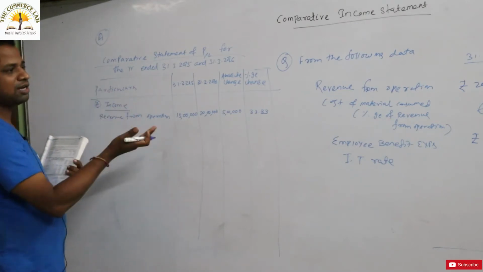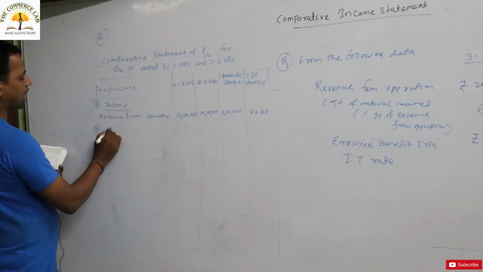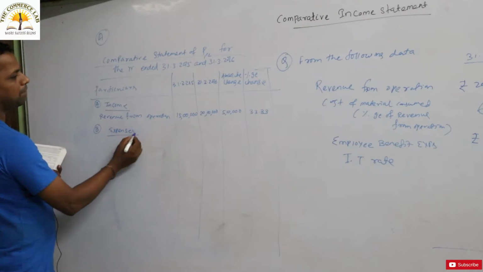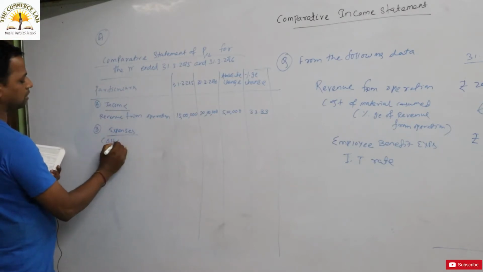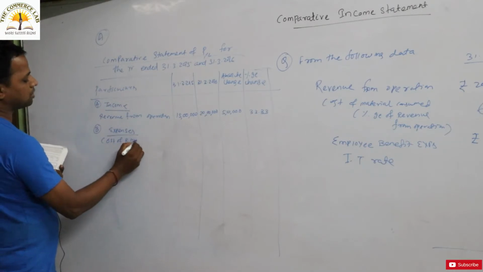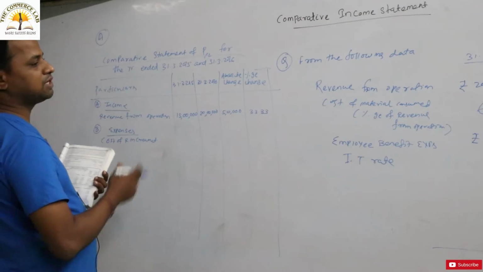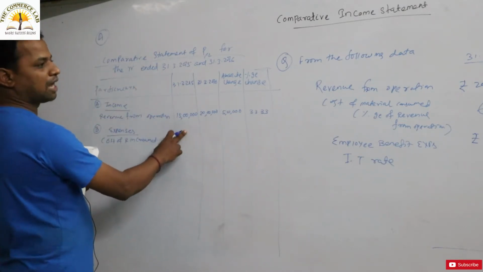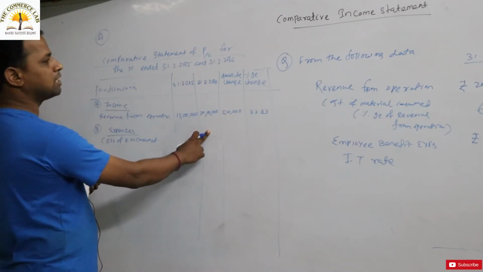Is there any other income? There is no such other income. So that's why we have to jump to the next item, that is expenses. Okay, what will come under the expenses? Look at everybody, the cost of raw material consumed. The cost of raw material consumed, that is the expenses. Okay, that will come. So how much is it given? 70% for 31st March 2015 and 60% for 31st March 2016.